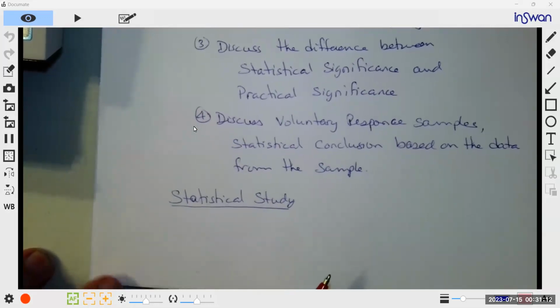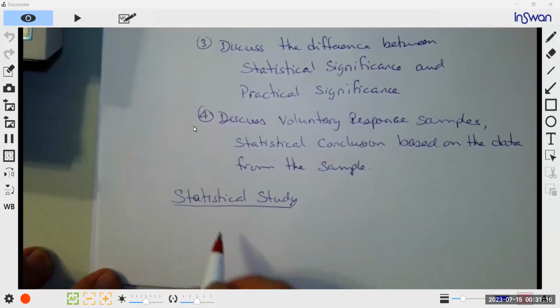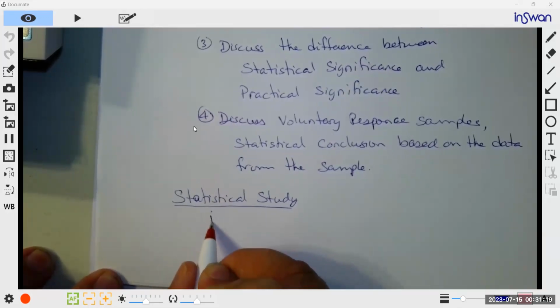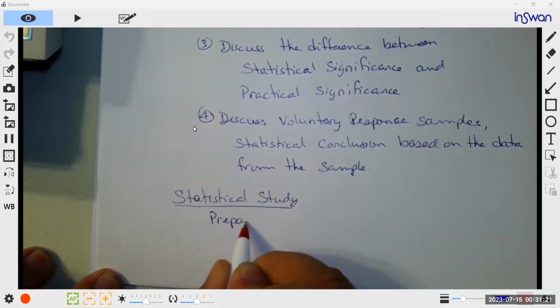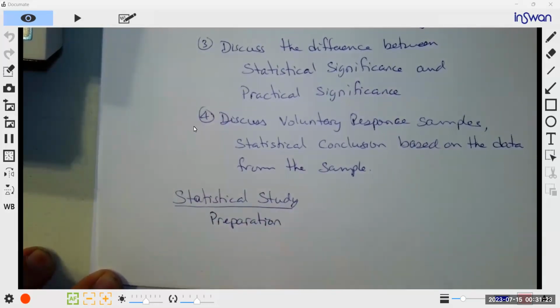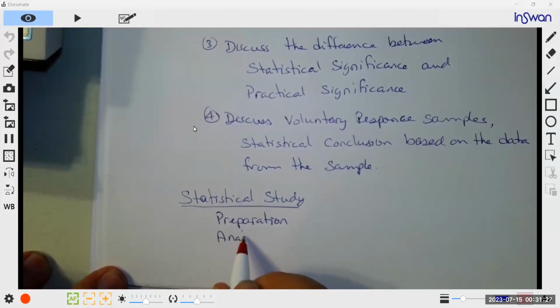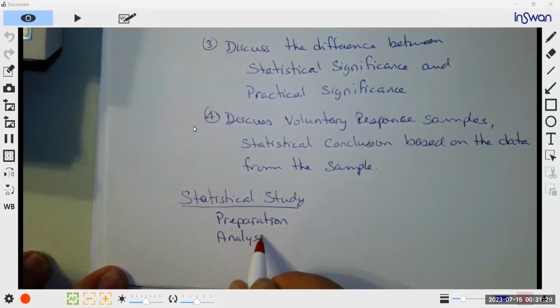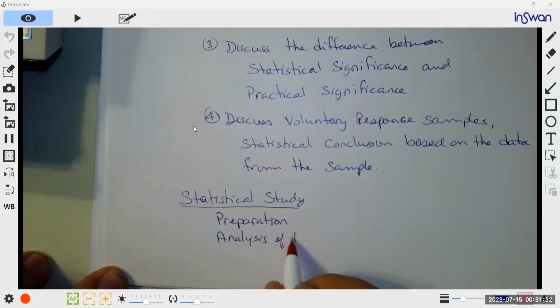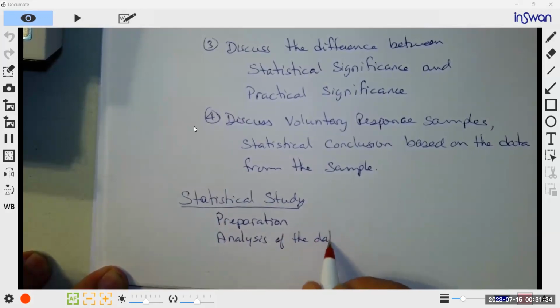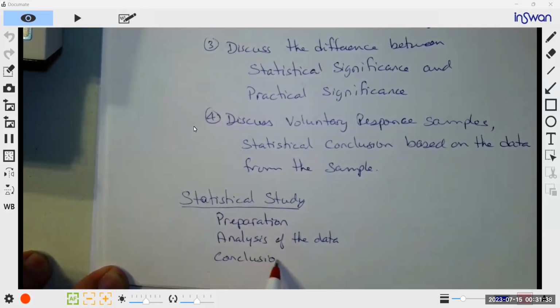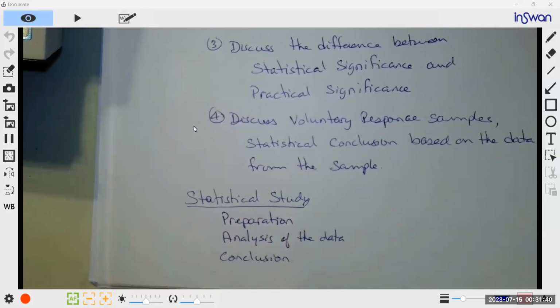So when we do this statistical study, we're going to look at the three main parts of it. The preparation for the study, the analysis of the data, and the conclusion. And then we're going to expand what happens in each one of those areas.